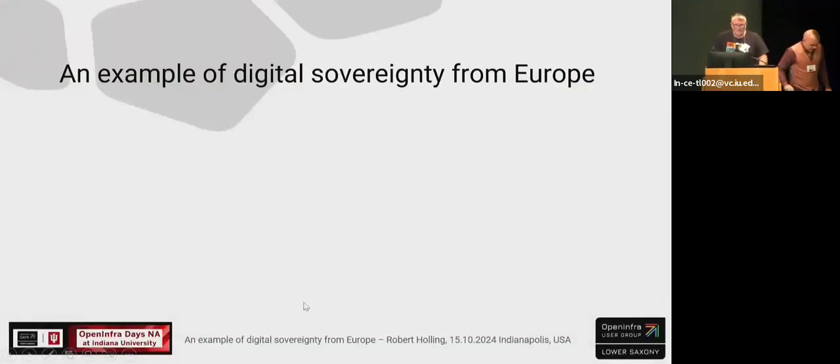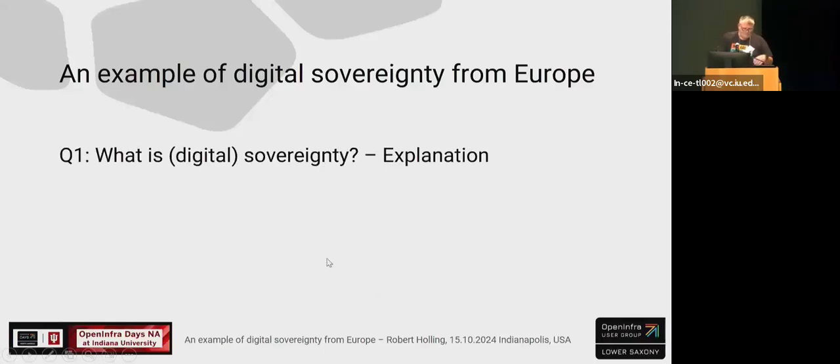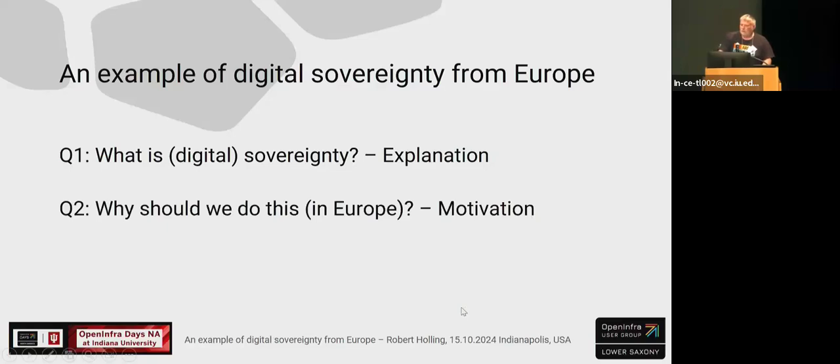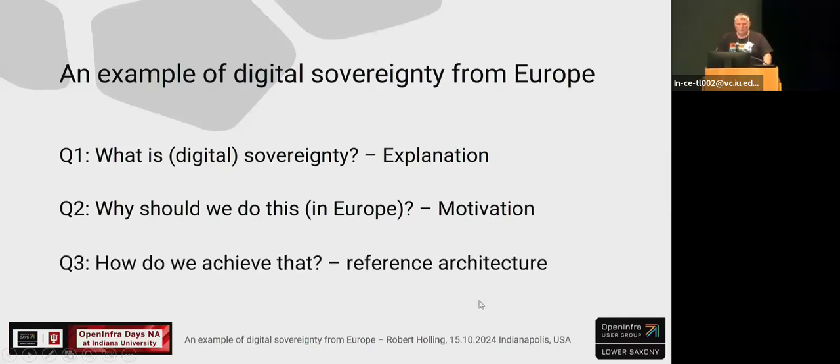As I said, I try to formulate 3 questions and try to answer them. First of all, what is digital sovereignty, with a short explanation. The second one is why should we do this in Europe or elsewhere? So I will talk a little bit about the motivation behind that. And the third one, how do we achieve that with a kind of reference architecture behind it?